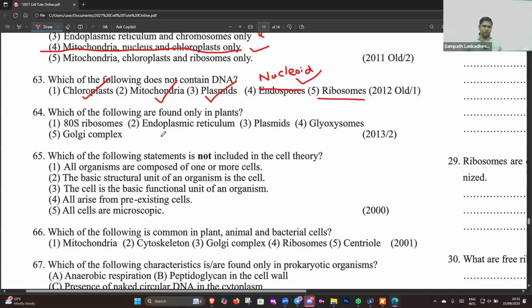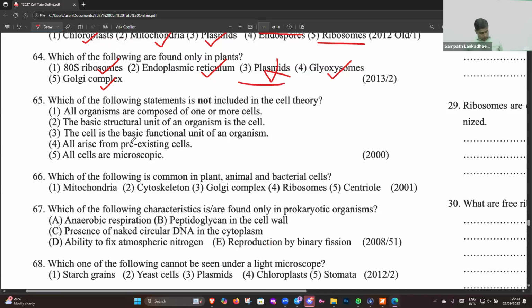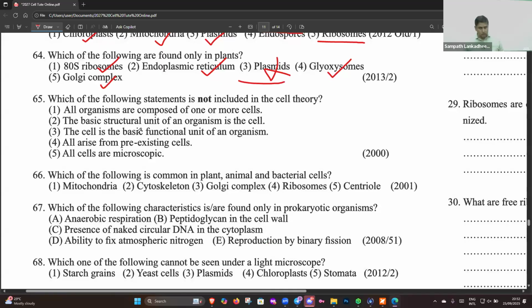Which of the following are found only in plants? Ribosomes, endoplasmic reticulum, no. Plasmid, no. Glycosome, yes. Golgi complex, yes. Plasmid is the answer. Question number 65. Which of the following statements is not included in the cell theory?